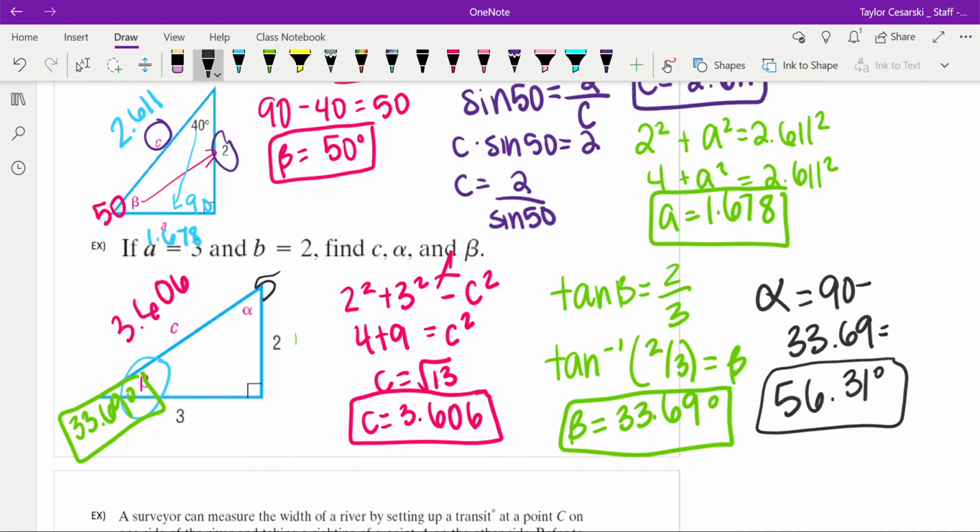56.31 is bigger. So 3 is across from that, and that's bigger than the 2. Okay, so it's just a little bit of a self-check there to make sure that you're on the right track. Okay, so that's a little bit of practice just with solving some right triangles.